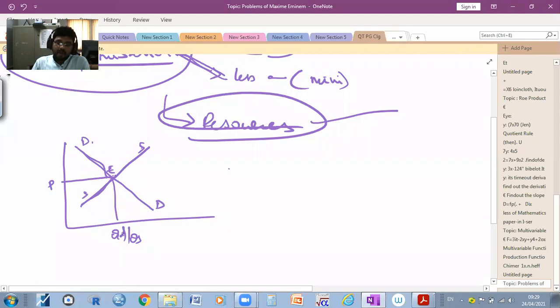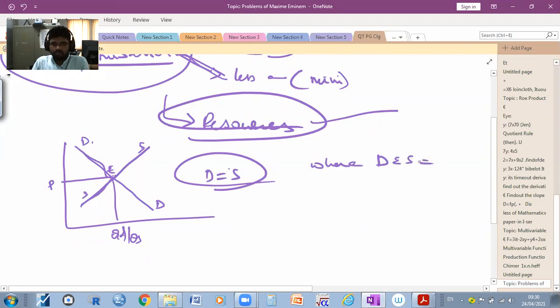From balancing the forces: the balancing force of demand is equal to supply, nothing but where the demand and supply are equal, right? That is called D is equal to S. Where demand and supply are equal, we get an equilibrium point in our economics. So this is the optimum point, the supply is the optimum point, the demand is the optimum point. Then only we will get some equilibrium point.